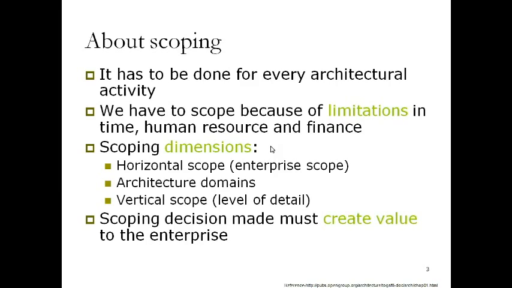Different scoping dimensions we can recognize: horizontal scope, which is the enterprise scope. Basically it is about what part of the enterprise we are working on. Are we working on business services? Are we working on application services, data services, or infrastructure? So we have to indicate that in order to make sure that we are not trespassing from one capability to another. The other thing is the architecture domains.